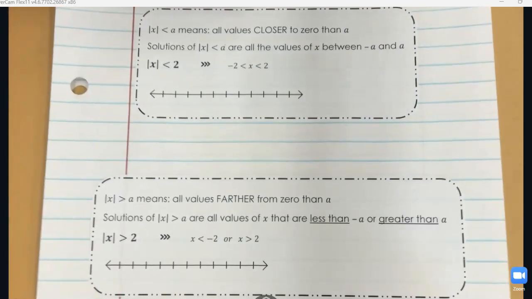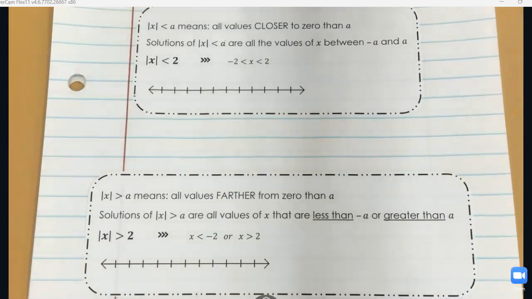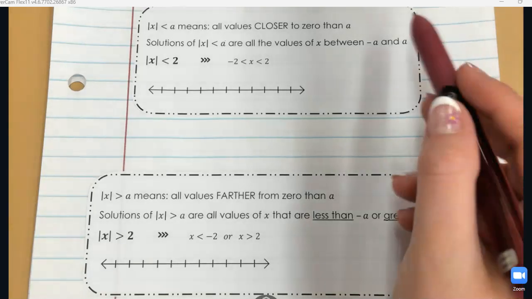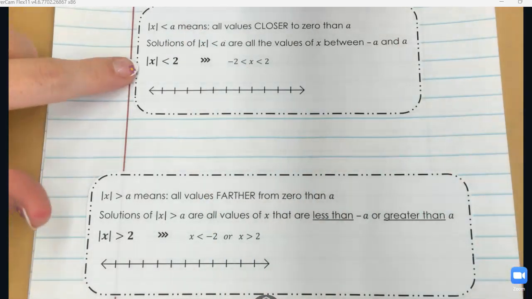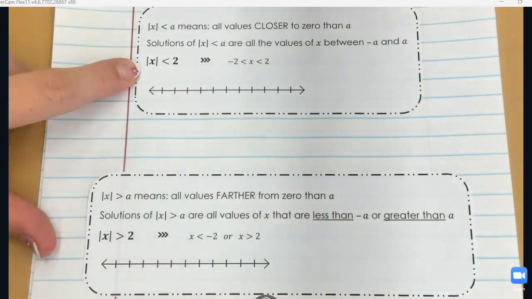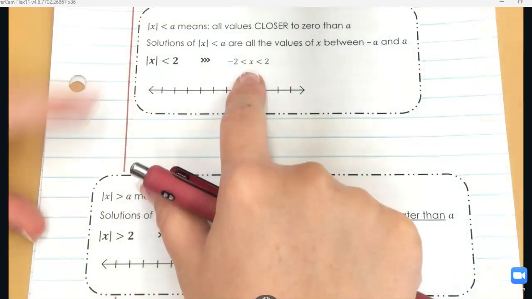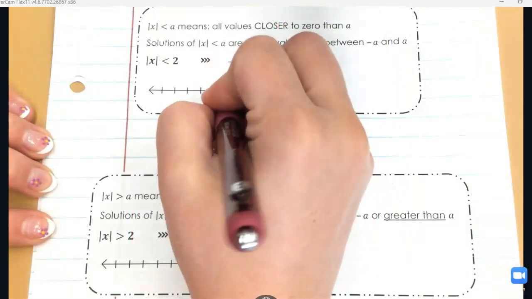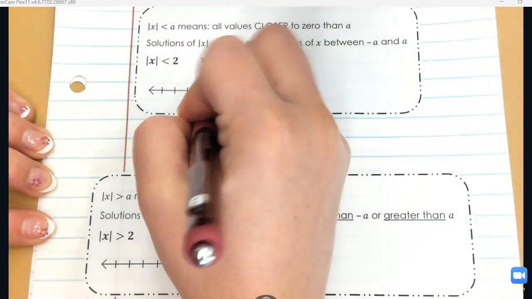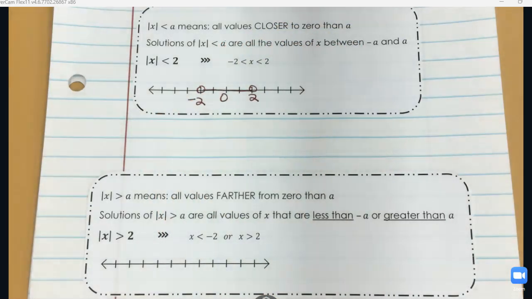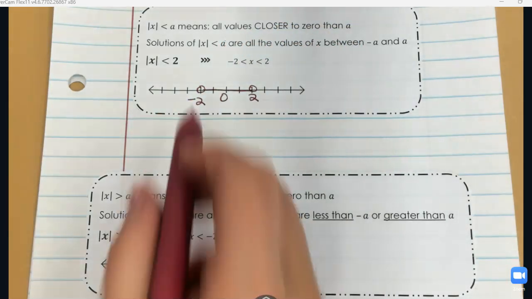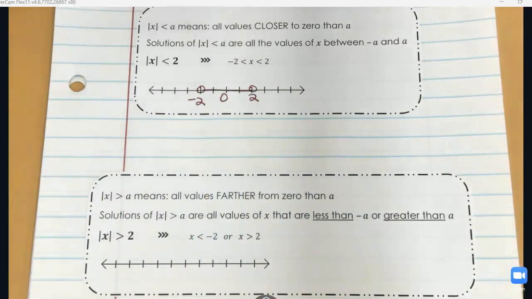So when we say that the absolute value of a number is less than a, that means it is closer than that to 0. So it's going to be between the negative and the positive of whatever that a value is. For example, if the absolute value of x is less than 2, that means it has to be between 2 and -2, because all of those numbers are less than 2 away from 0 on my number line. And so that would be how I would graph that.